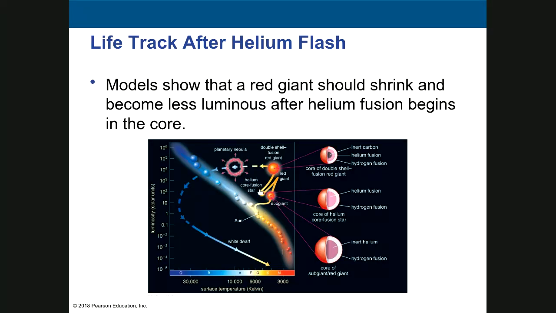But this does not last long. All right? So models show that the red giant will shrink and become less luminous after helium fusion begins in the core. You'll get a flash. You'll shrink like this, but now you'll get to an inert carbon core, and that will start a helium shell layer and a hydrogen shell layer, and you'll become a red giant, a supergiant, okay?